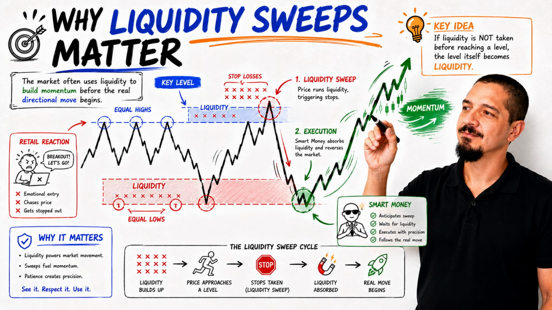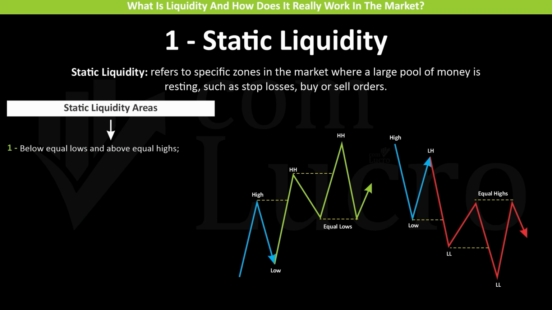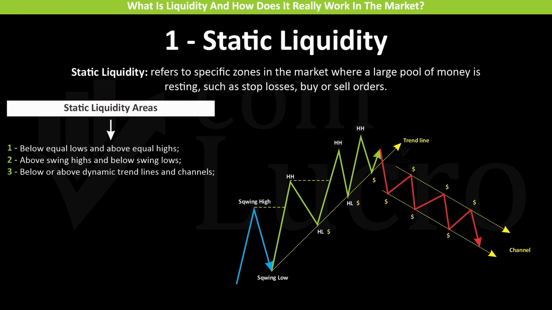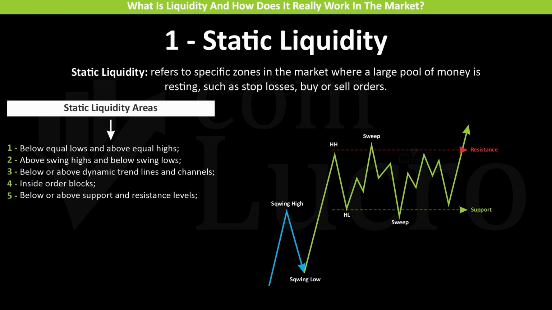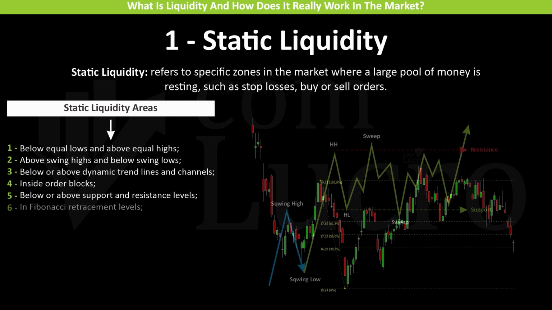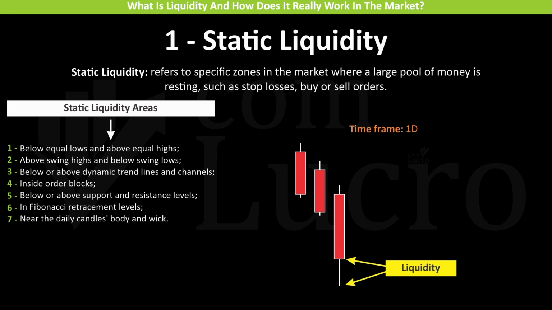This is why understanding where liquidity is located is critical for timing and execution. Static liquidity can be identified in several recurring areas on the chart, such as below equal lows and above equal highs, above swing highs and below swing lows, around trend lines and channels, and within or around order blocks. It is also present around support and resistance levels, Fibonacci retracement zones, and near the body and wicks of daily candles. When you consistently recognize these zones, you begin to understand how strongly they influence price direction. Ignoring them often leads to unnecessary losses.